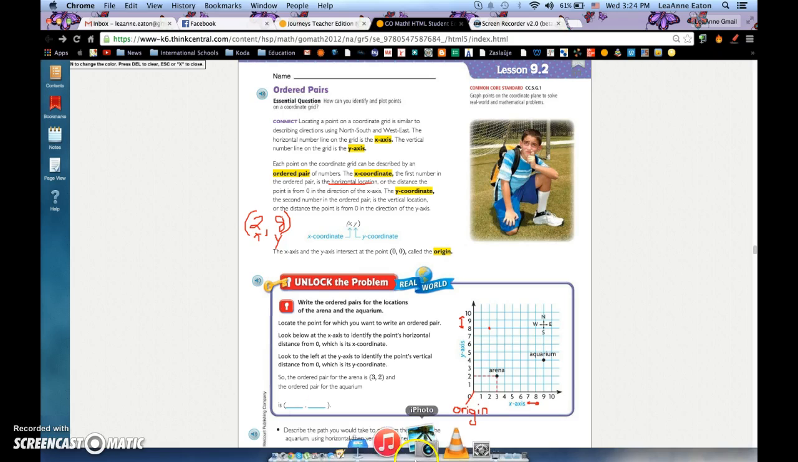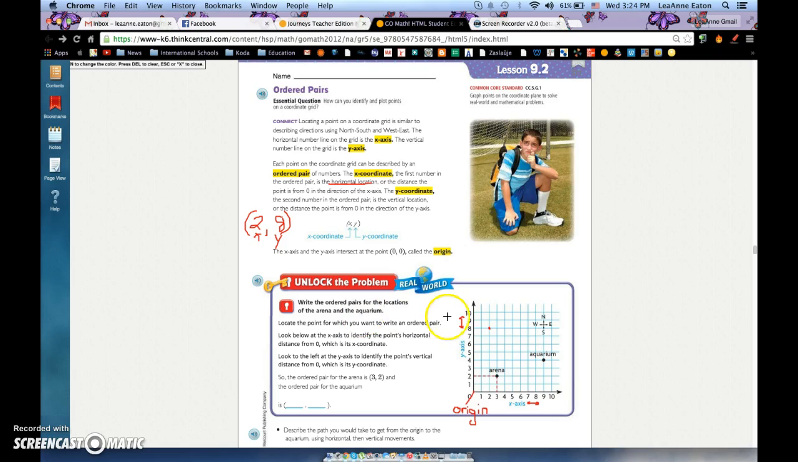All right, so let's go ahead and look at our problem. Write the ordered pairs for the locations of the arena and the aquarium. Locate the point for which you want to write an ordered pair. Look below the x-axis to identify the x-coordinate. Look to the left to find the y-coordinate.